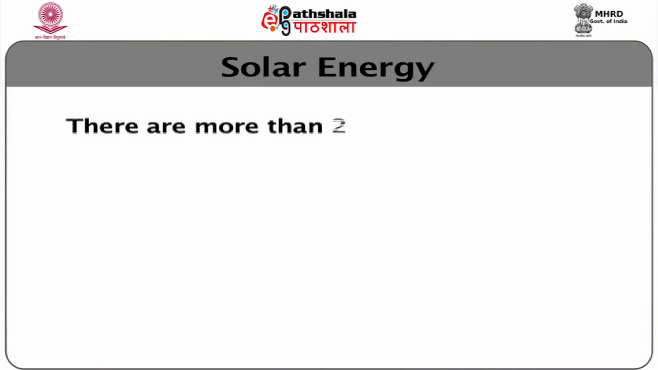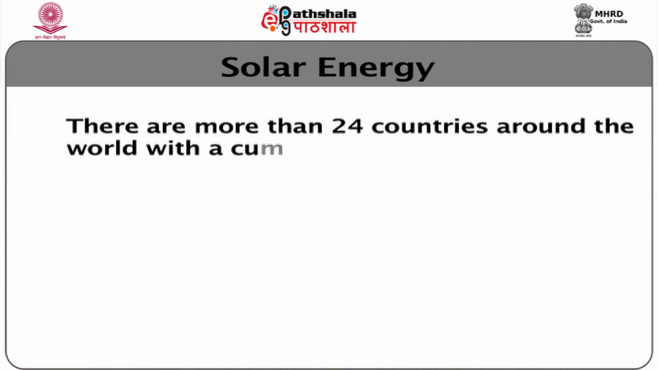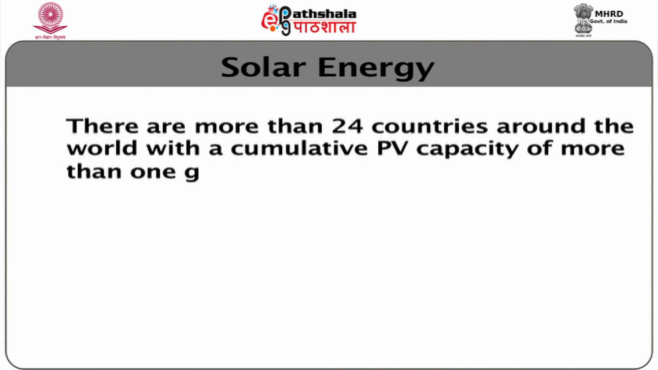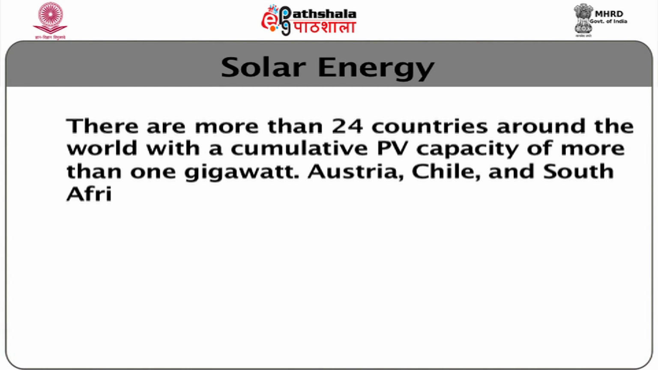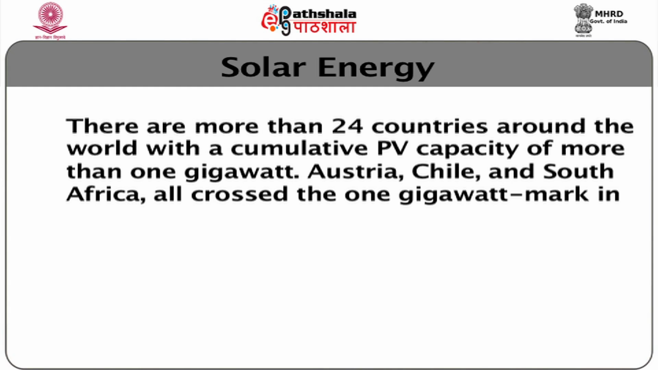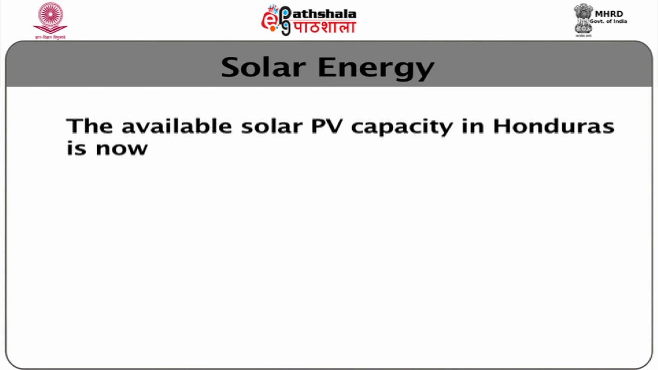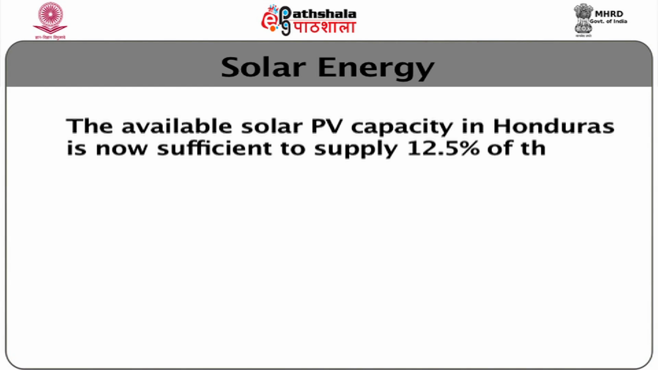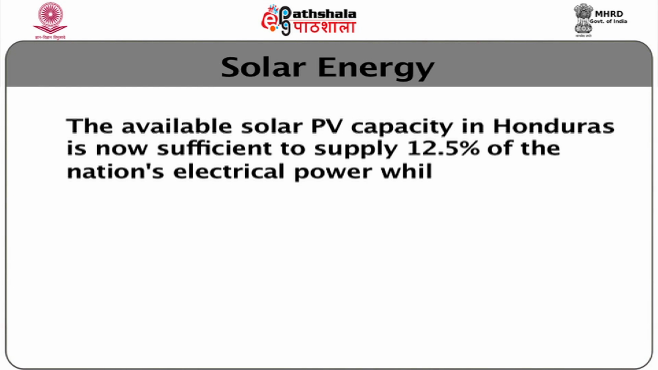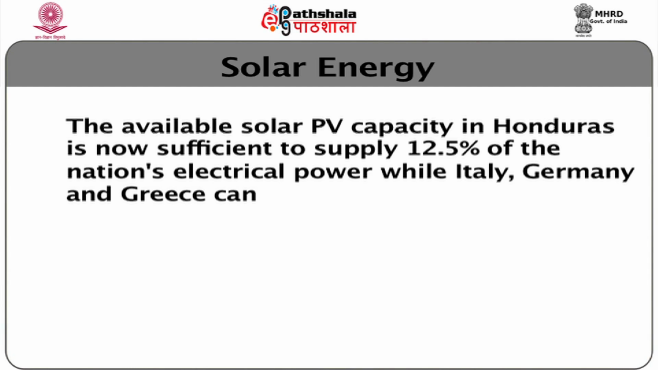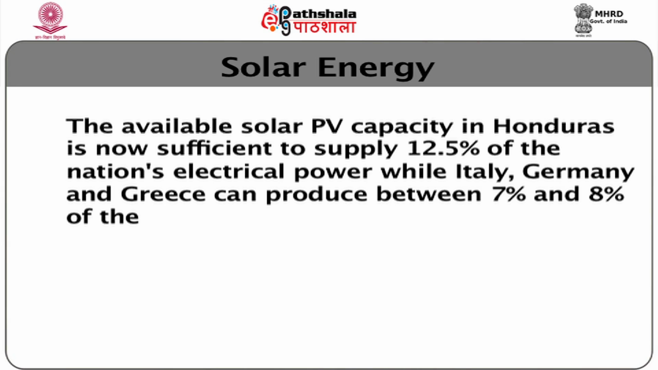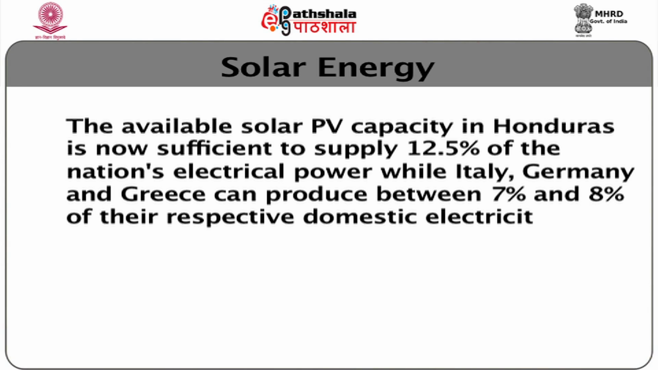There are more than 24 countries around the globe with a cumulative capacity of more than 1 gigawatt. Austria, Chile, and South Africa all crossed the 1 gigawatt mark in 2016. The available solar photovoltaic capacity in Honduras is now sufficient to supply 12.5% of national electricity power, while Italy, Germany, and Greece can produce between 7 and 8% of their respective domestic electricity consumption.